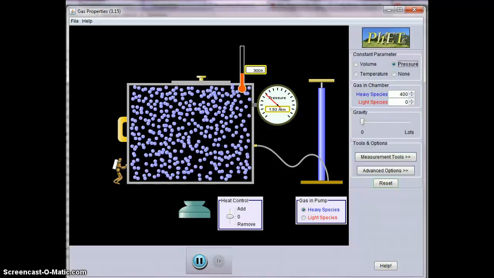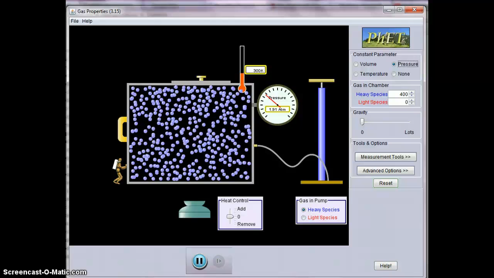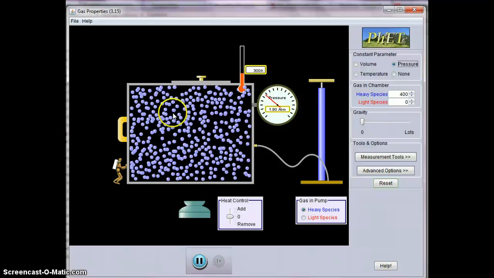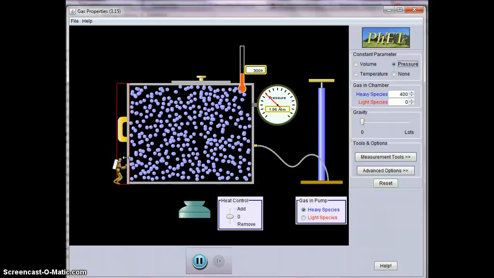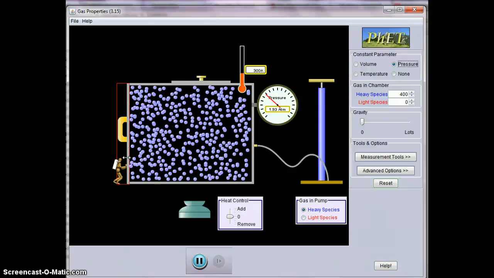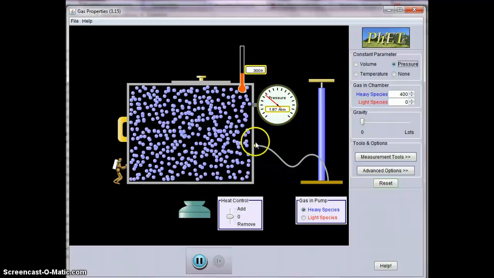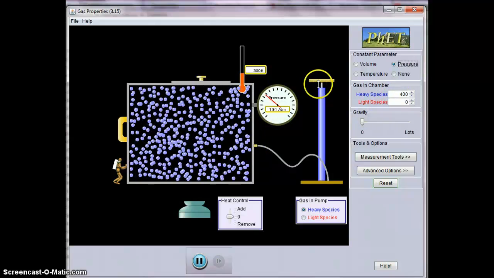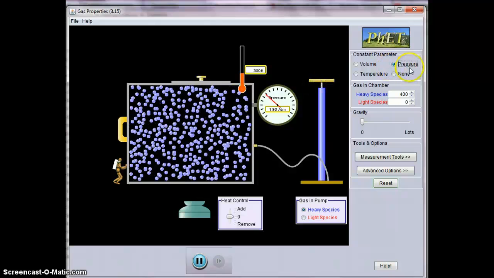Taking a look at the molecular level view, we can understand Avogadro's law much better. So here we see that we have a gas chamber that has gas particles in it. And over here, this little guy, he's in control of the volume or the size of the box. And here we have the temperature and the pressure. There are 400 of the heavy species in right now, and we're going to add some more. Okay, and I've set the program to hold the pressure constant.